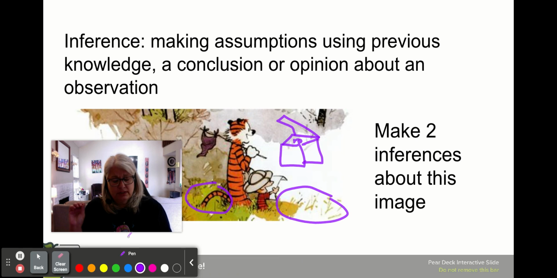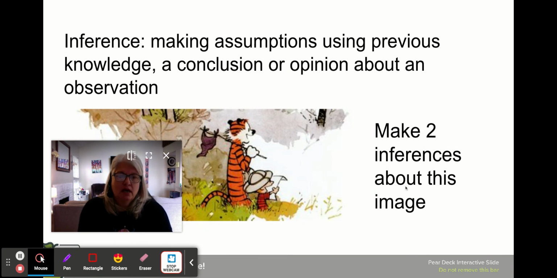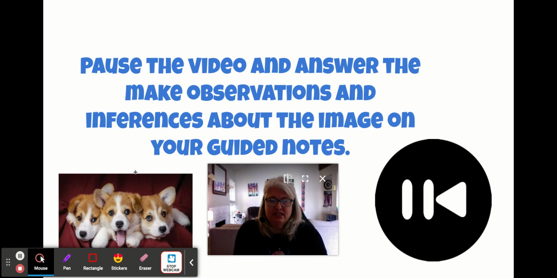They're not actual facts. These are things where you're saying, wow, I have seen people in the past carry a flag and a treasure map, and they're going on an adventure. So inferences are very different from observations. So pause the video and make observations and inferences about the image on your guided notes.